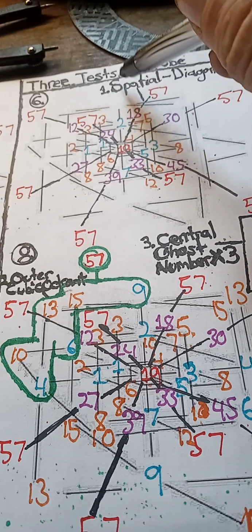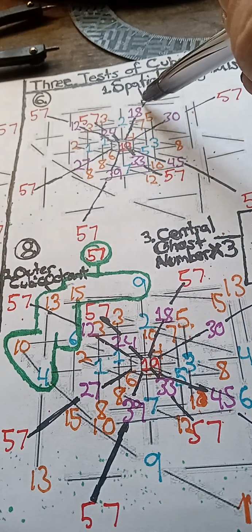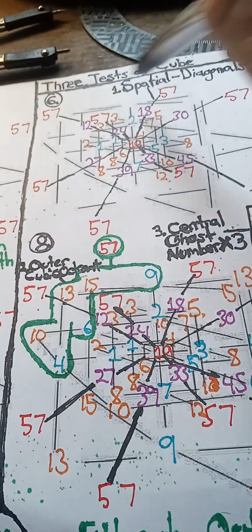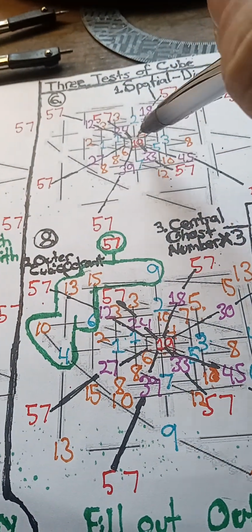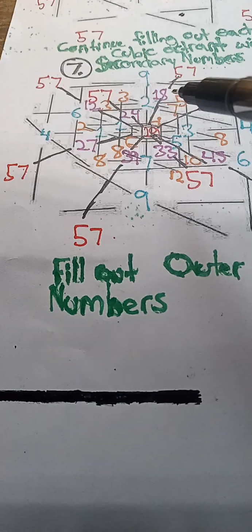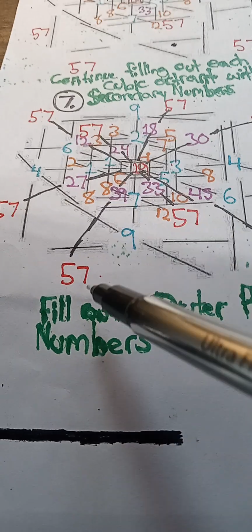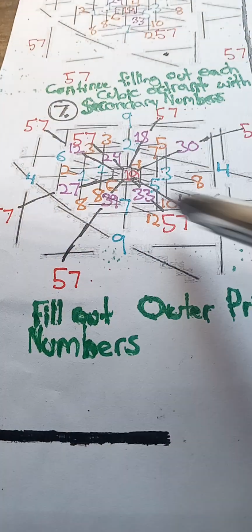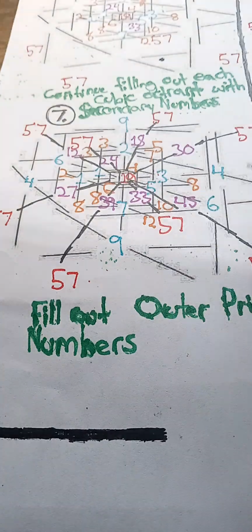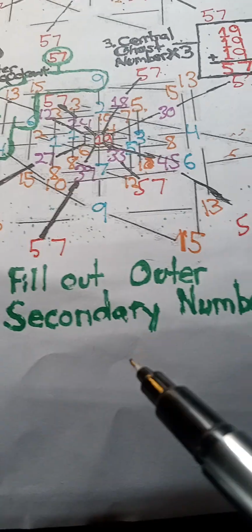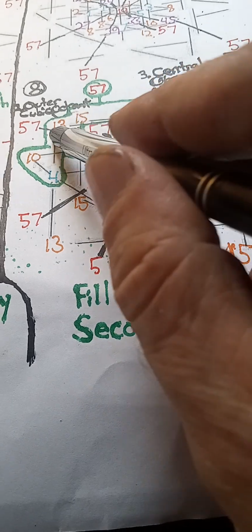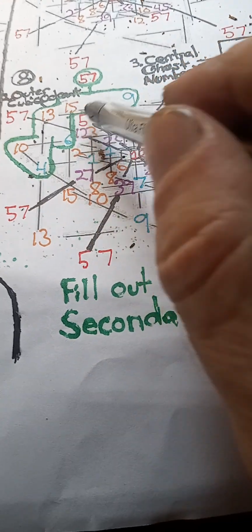That's the first test. The 3 tests of the cube: spatial diagonals. These inner spatial diagonals give you the outer ghost numbers from the inner ghost numbers added together. Okay, then you fill out the outer primary numbers, 4, 6, 9, 4, 6, 9. It's going through, added together, going through commutative property. Then you fill out the outer secondary numbers, which is the addition of the primary numbers at these corners.